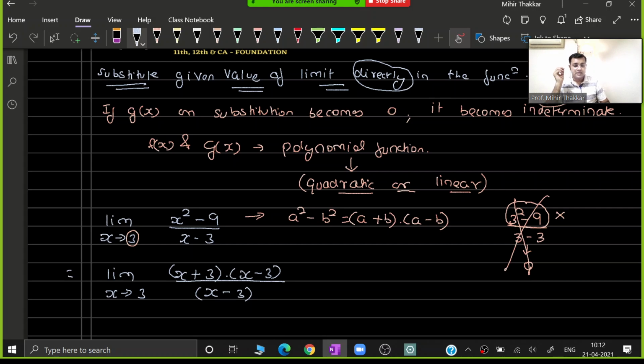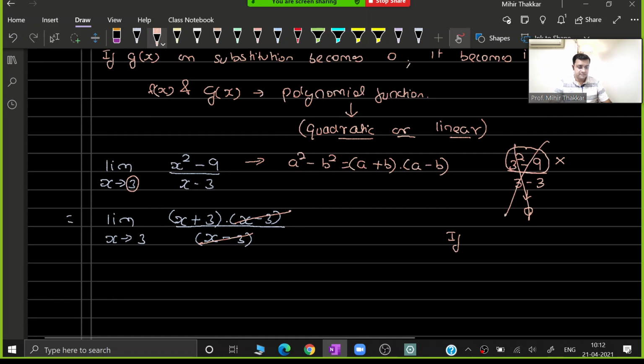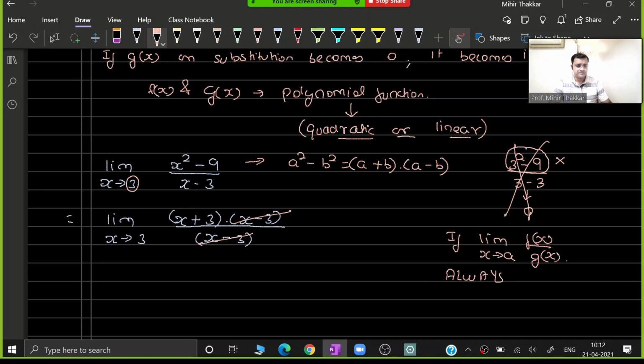So guys, as soon as I do the factorization, I can see that I come across a common factor. What is the common factor? If I am given limit as x tends to a of f(x) upon g(x), always the common factor is x minus a. This common factor has to be cancelled in the numerator and the denominator.